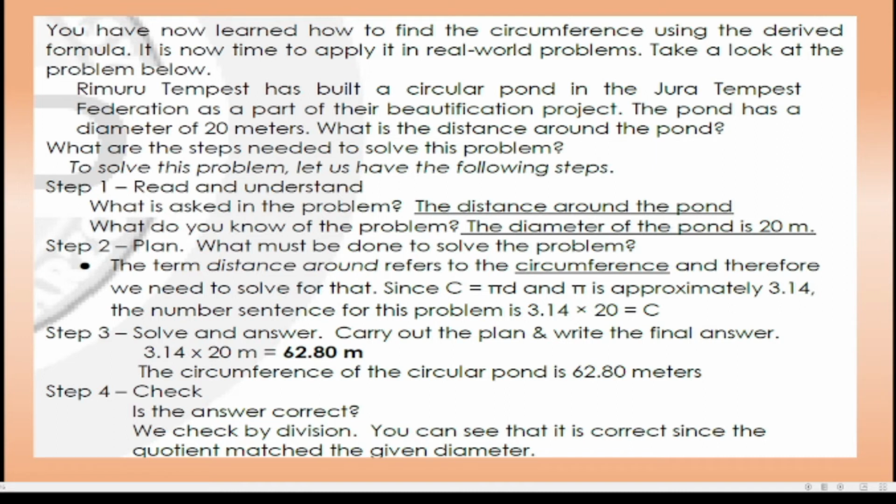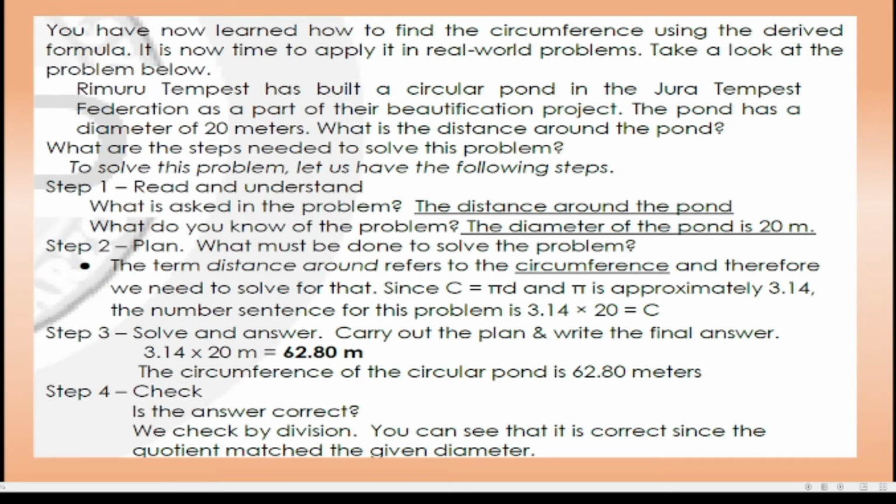Step 2. You may plan. What must be done to solve the problem? The term distance around refers to the circumference, and therefore, we need to solve for that. Since C is equal to pi times d and pi is approximately 3.14, the number sentence for this problem is 3.14 times 20 is equal to C.